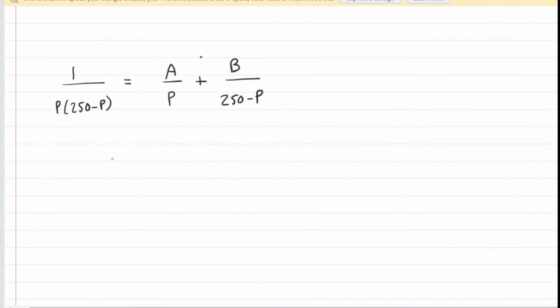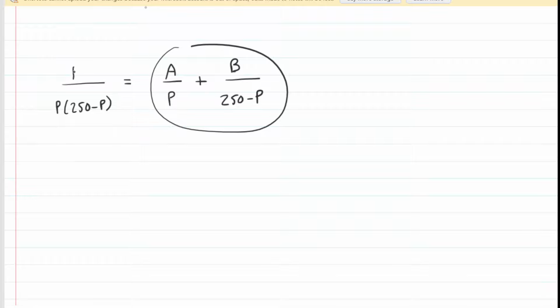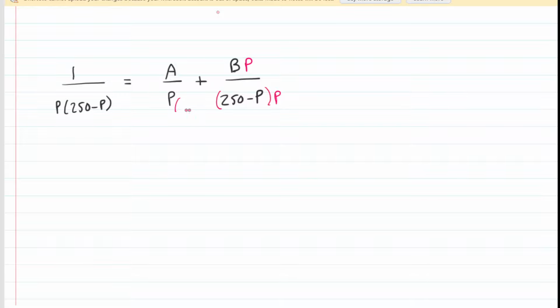Once we have the values of a and b, then we end up integrating this expression, which is much easier to integrate than that expression. So our goal is to find a and b, and to do that, we're basically going to find a common denominator. So for this denominator, we're going to multiply both the denominator and the numerator by p. And then for the other one, we're going to multiply the denominator and the numerator by 250 minus p.